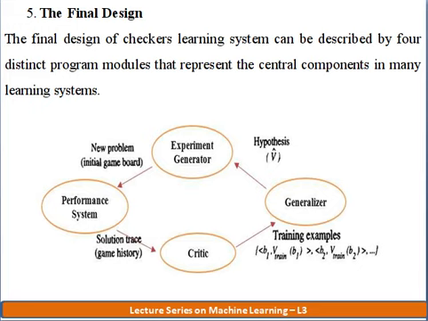Then the last module is the experiment generator. The experiment generator takes input from the generalizer, that is the current hypothesis, and outputs a new problem, that is an initial board state for the performance system to explore. The role of the experiment generator is to pick a new practice problem that will maximize the learning rate of the overall system.